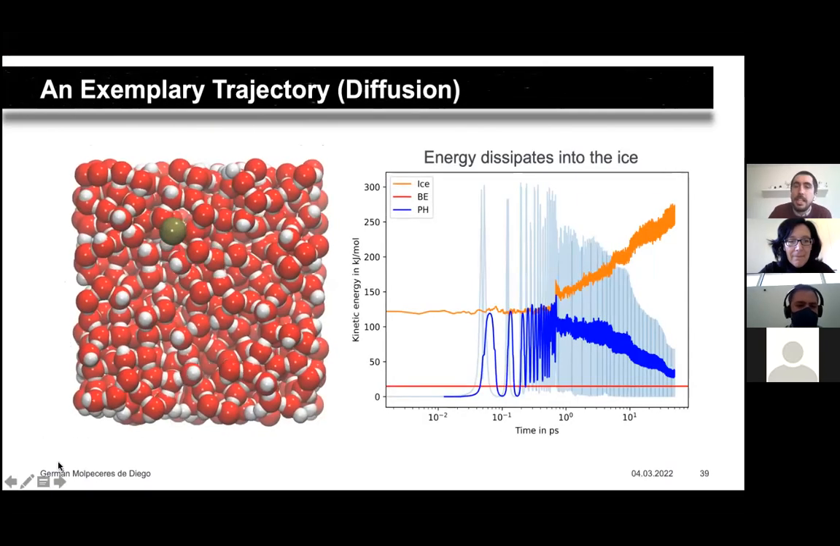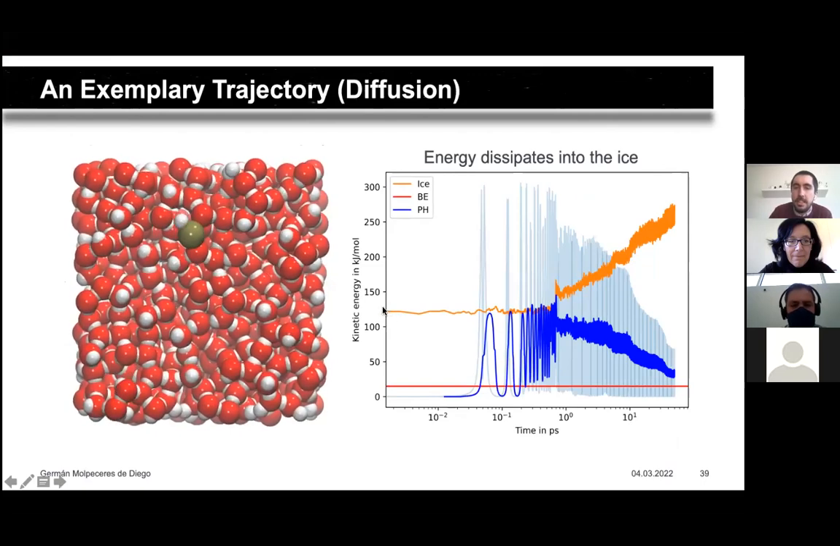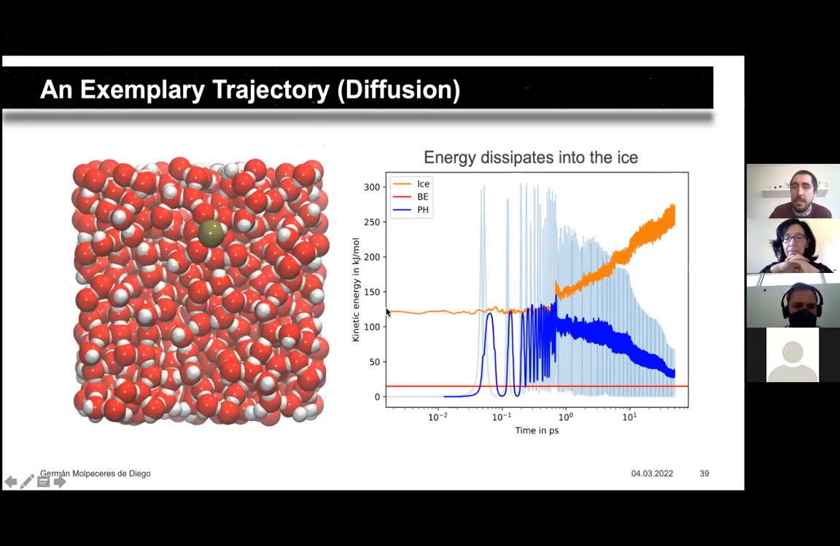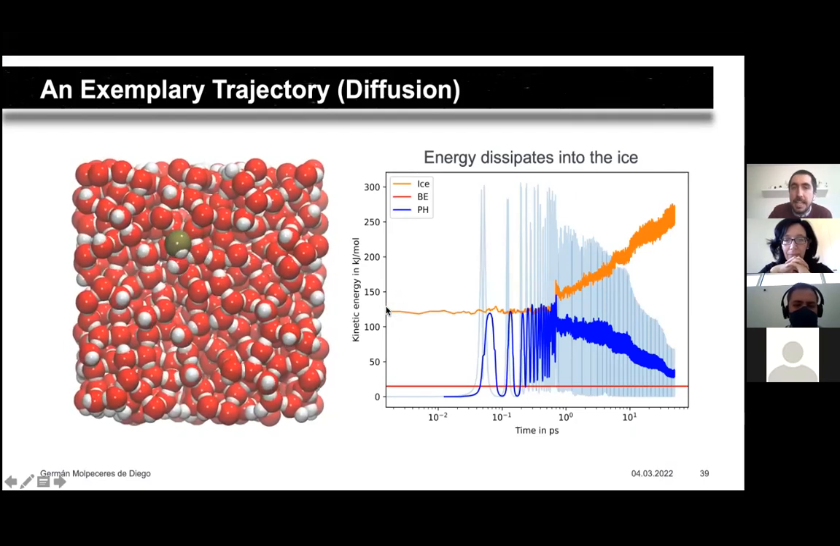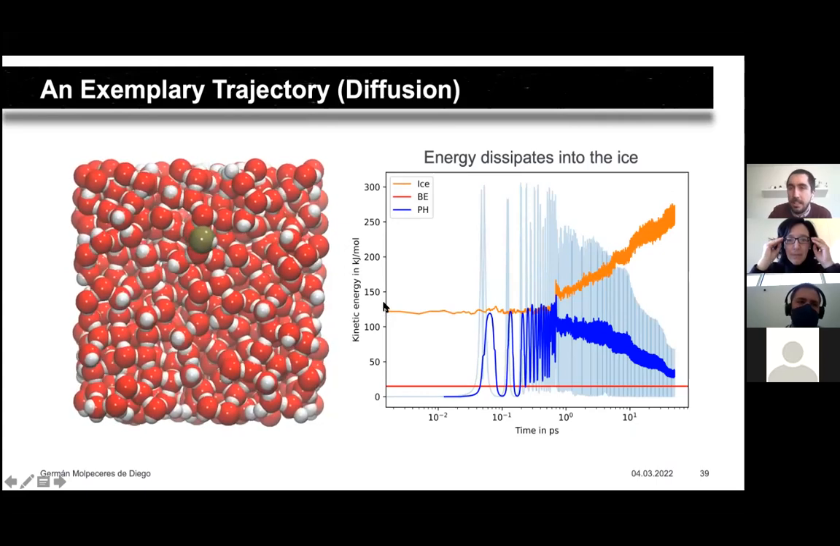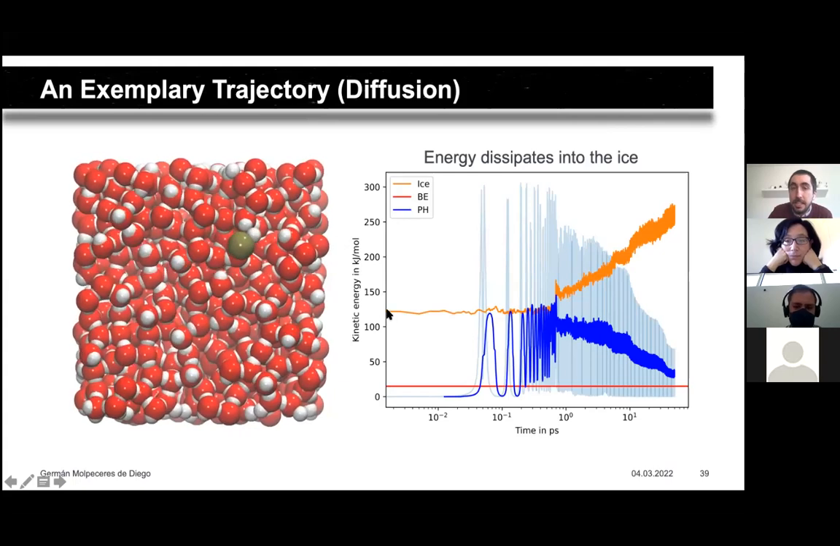So I understand your question. What you mean is that the beginning of the ice is at this point, right? Yeah. So the ice is at 10 Kelvin. However, this is the energy that an ice of several thousands of atoms has at this temperature, at 10 Kelvin.